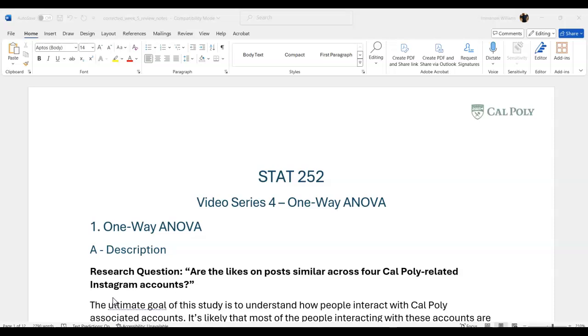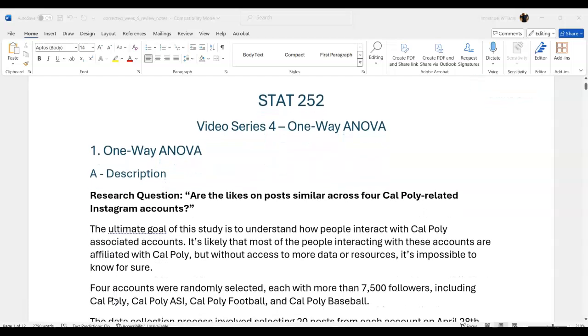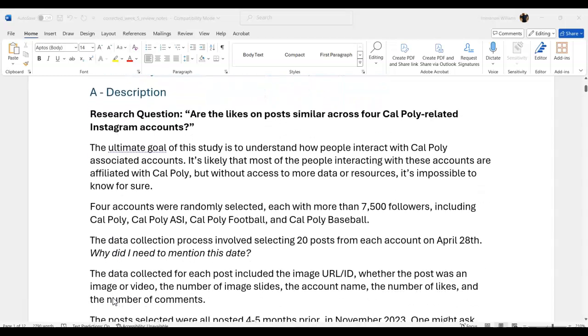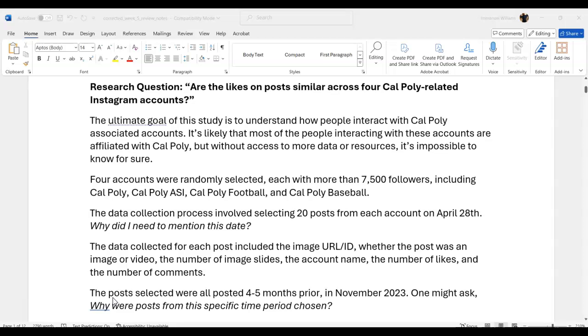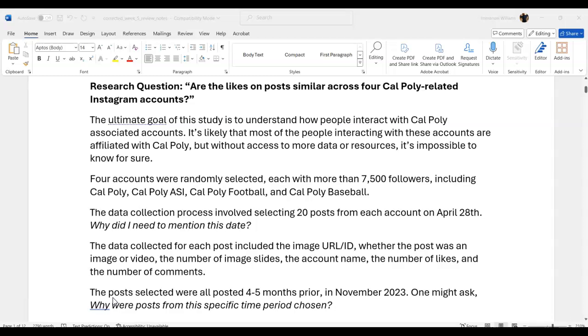Are the likes on posts similar across 4 Cal Poly related Instagram accounts? So this is me going out there and using real data outside of the stickers. But in this situation, I go through the thought process of actually finding the accounts, which accounts do I want to follow, or at least analyze, and then discussing the design regarding me getting this data. So real fast, we're trying to figure out how people interact with Cal Poly associated accounts.